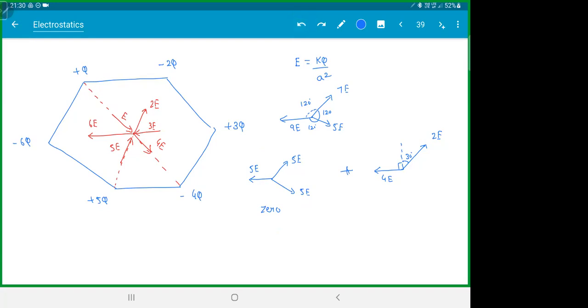So you're only left with this. What is the resultant of this? Components: minus 4E plus 2E sin 30 in I cap, plus 2E cos 30 in J cap. Therefore, the field at the center will be minus 3E I cap plus E root 3 J cap. Check.